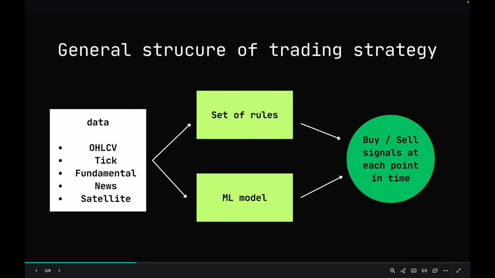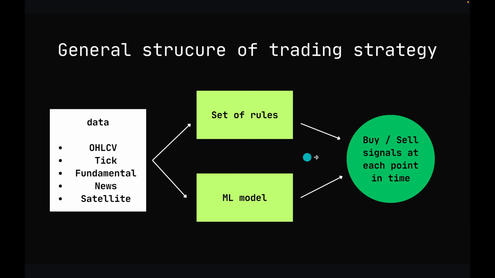So when you define your trading strategy, you always start with your data, of course, which can be candle data, tick data, fundamental, news, or satellite. And you have two approaches. You can either define your set of rules, or you can have a machine learning model which can learn from the data and theoretically learn new patterns. And at the end, you will have buy and sell signals at each point in time.